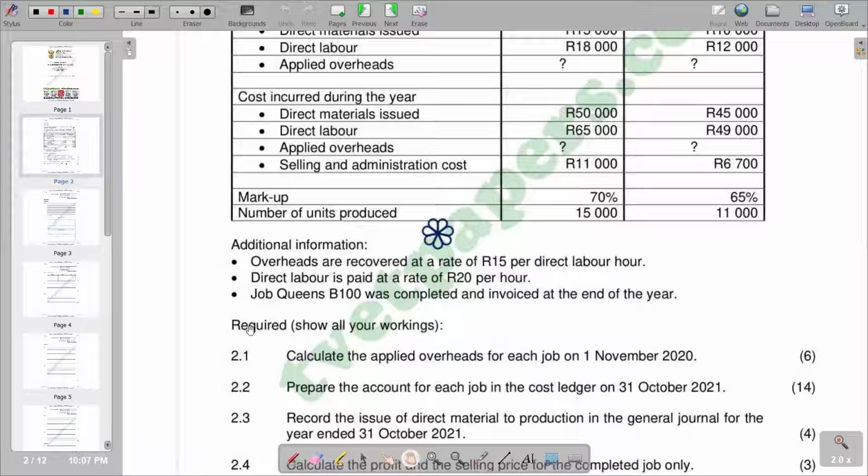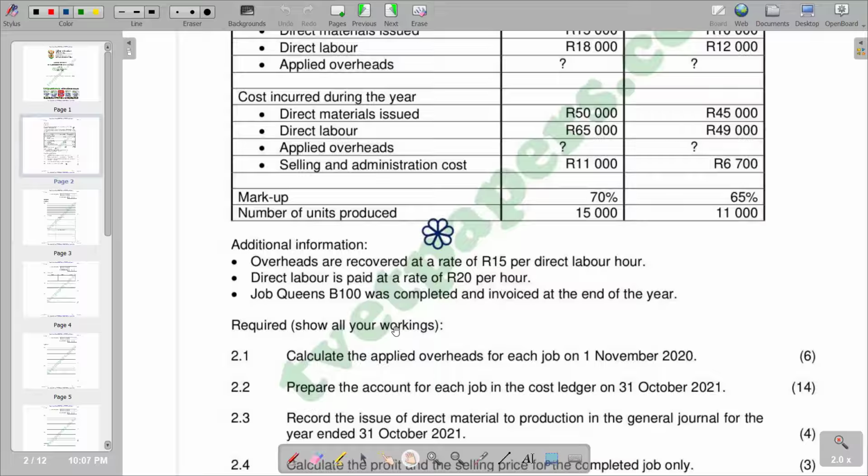We have 3 points in particular according to the additional information. Then the required part emphasizes showing all your workings. And then 2.1: calculate the applied overheads for each job on 1 November 2020.